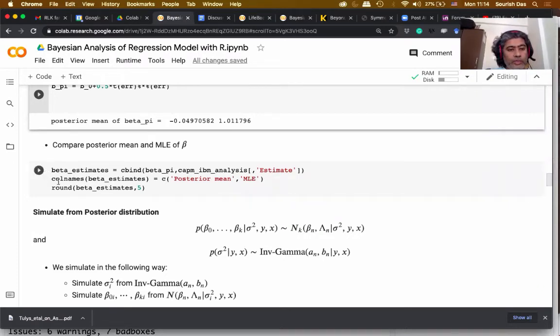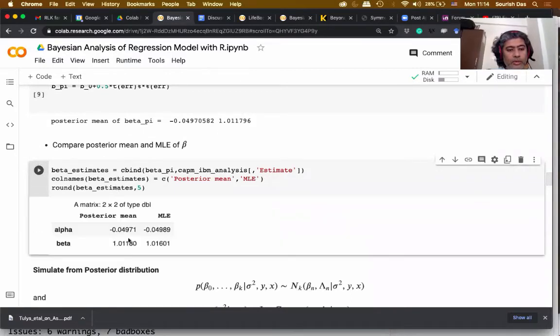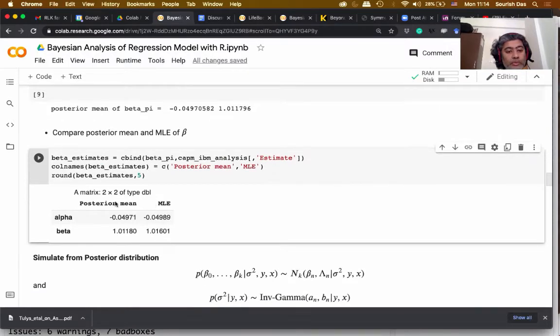So here in this piece of code, I just took the posterior mean and the likelihood estimates and printed them, just to see a visual comparison. So this is posterior mean negative 0.04971 and this is negative 0.04989, and beta is 1.0118 and here 1.016. So posterior mean and likelihood estimates are very close to each other. So this posterior mean is my analytical solution.